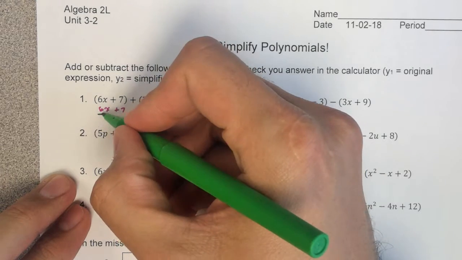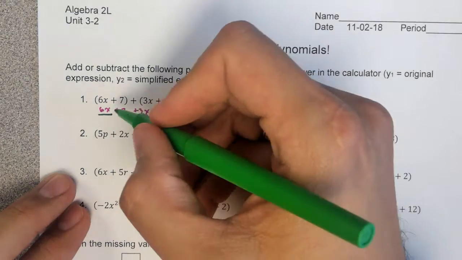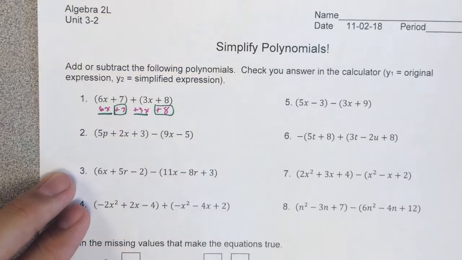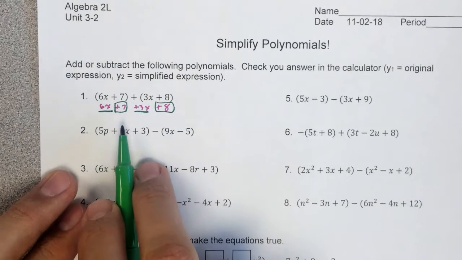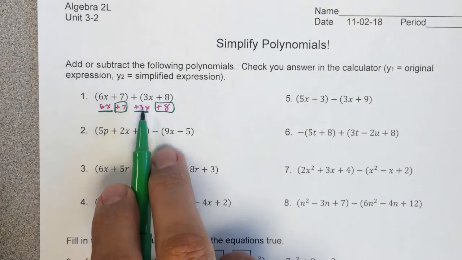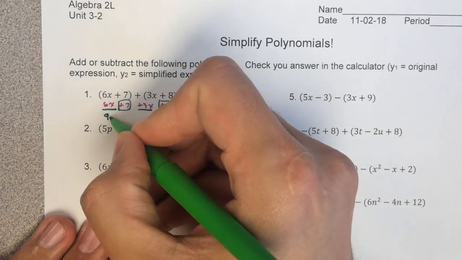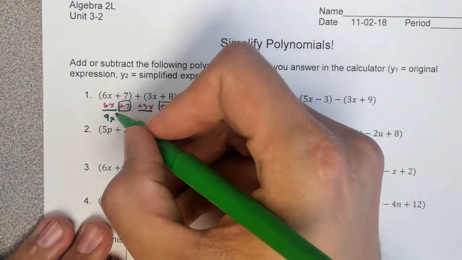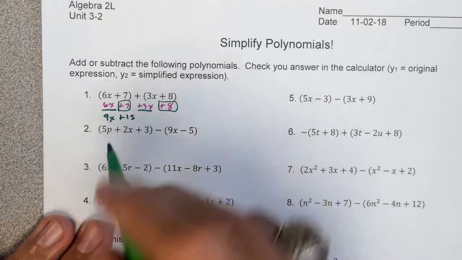So we have a 6x and a 3x. Those are like terms. Then we have a 7 and an 8. Those are both like terms. What I'm going to do is put those together. 6x and 3x: if I have 6x's and 3x's and put them together, I have 9x. Then my constant, 7 plus 8, is 15. I need a sign because it's between two of them, so I put a plus.